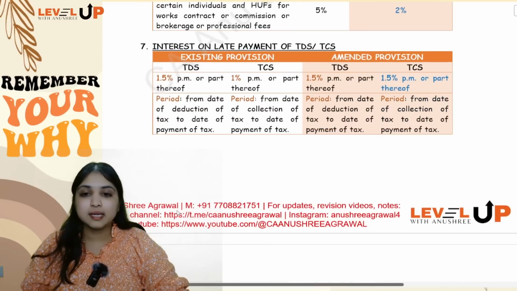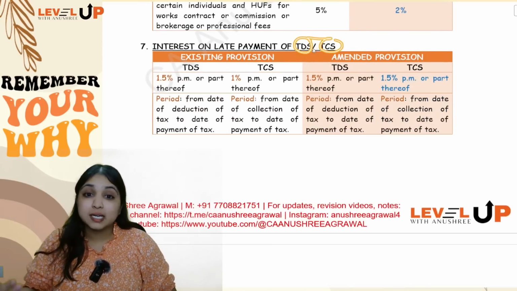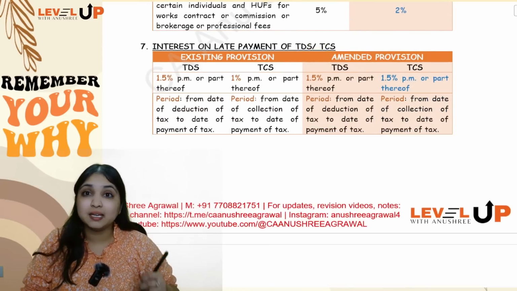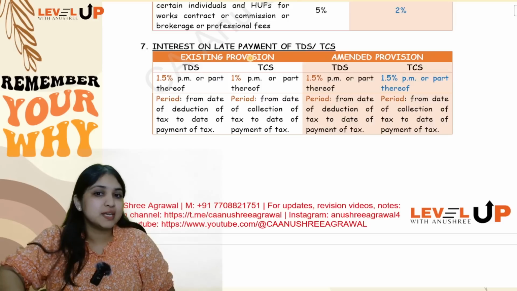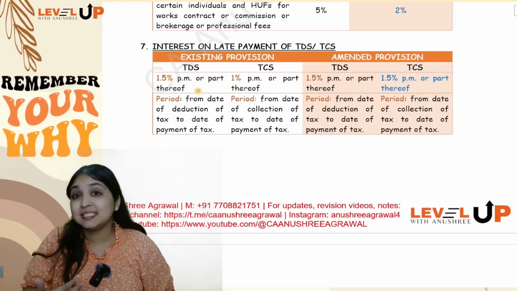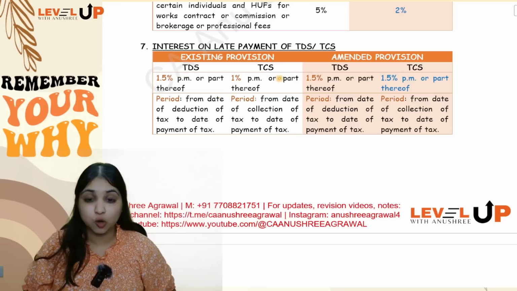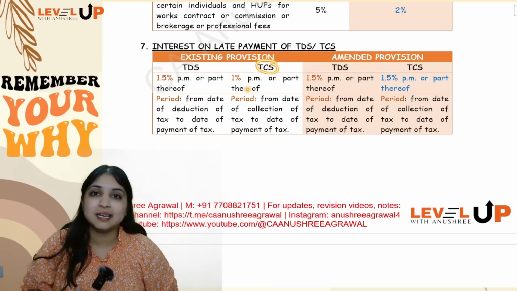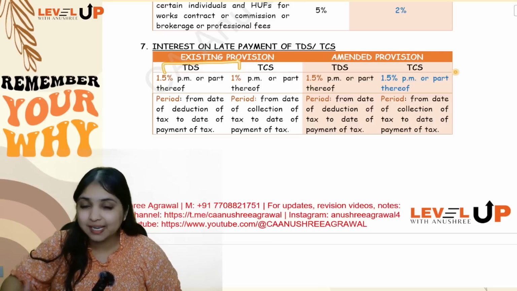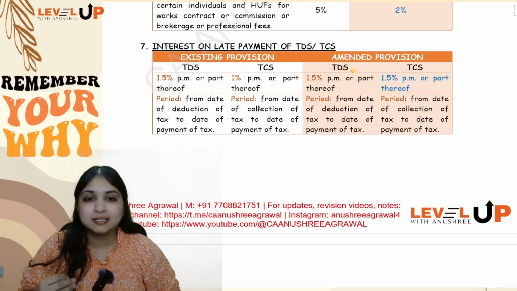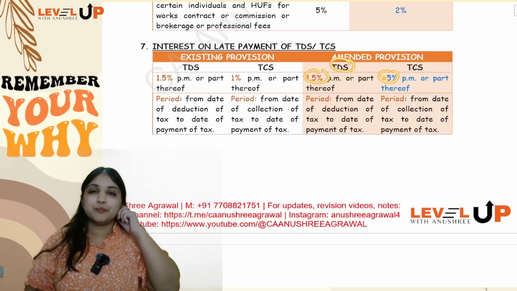Okay. Then coming to the next point, interest on late payment of TDS and TCS. See, earlier if you pay TDS late, basically you're supposed to remit TDS by 7th of the next month. So if you remit TDS late, interest applicable was 1.5% per month or part thereof. But if you remit TCS late, the interest was 1%. So there was no equality. So to bring equality, to bring parity, they've said for TDS also 1.5%, for TCS also 1.5%.